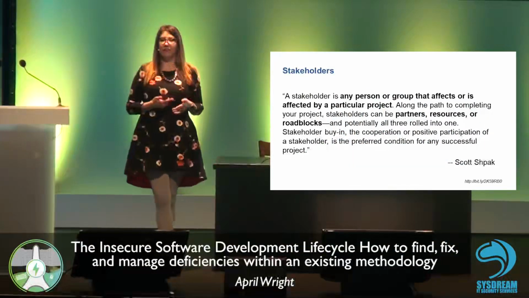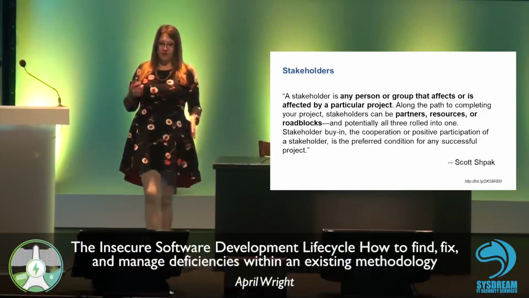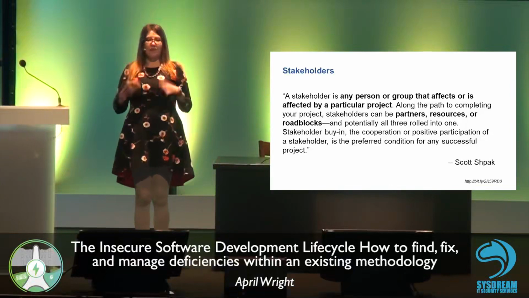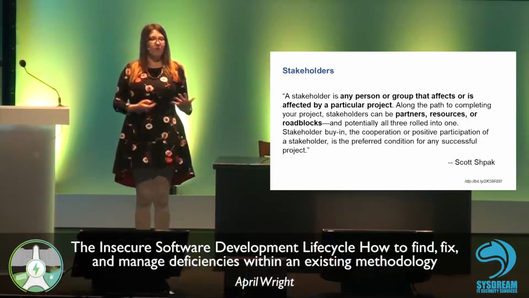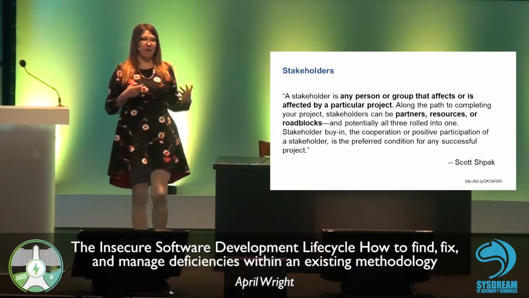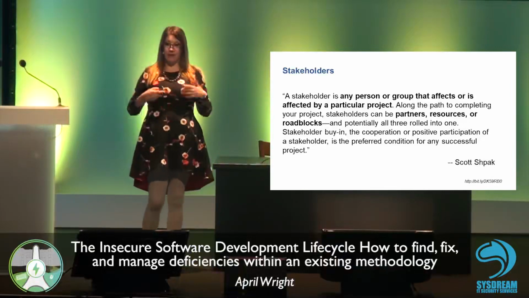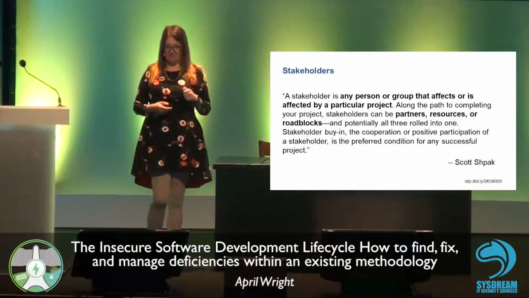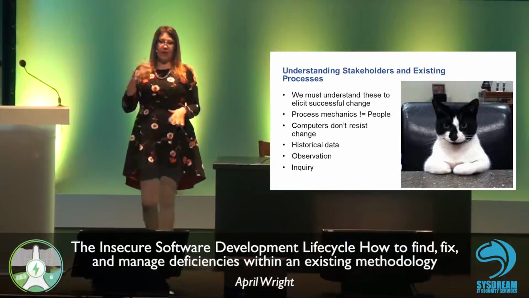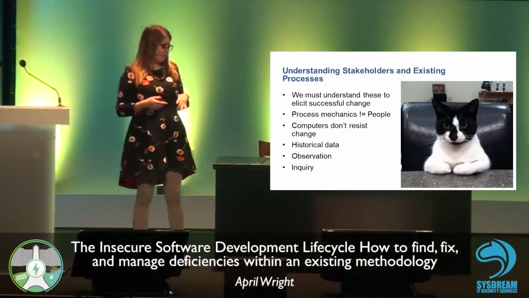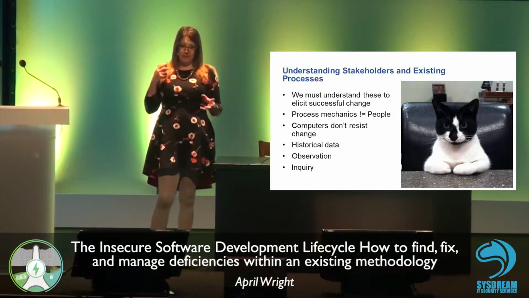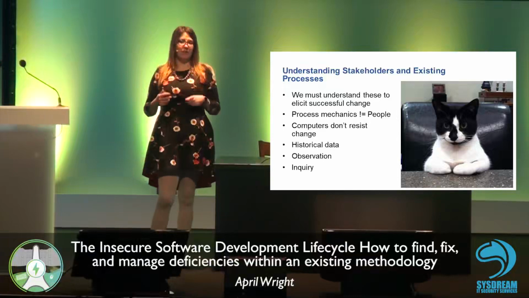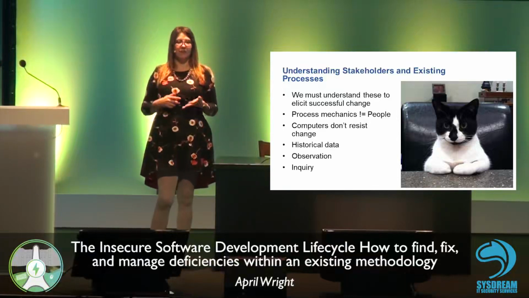The first thing we need to understand is who the stakeholders are. Stakeholders are the people that have interest in the software. We understand this, but let's talk in more detail about who each of them are and what they care about, so that we can understand how they fit into the ecosystem and how we can change things with their help. We have to understand people and the processes if we want to make change. People resist change. Computers don't. People don't like change. It affects their jobs. It affects what they do day to day.